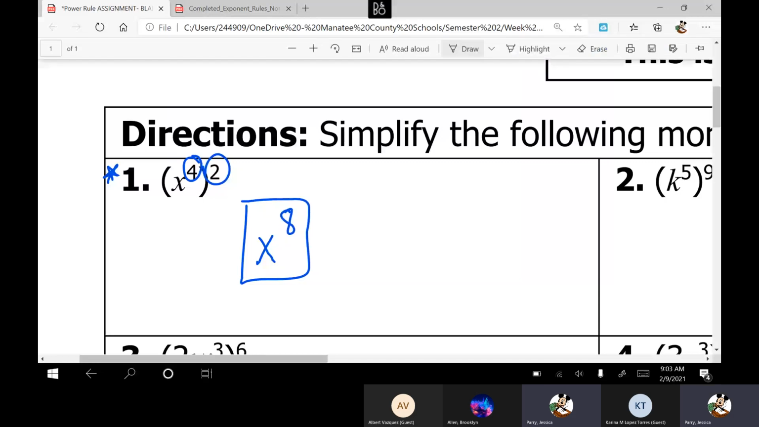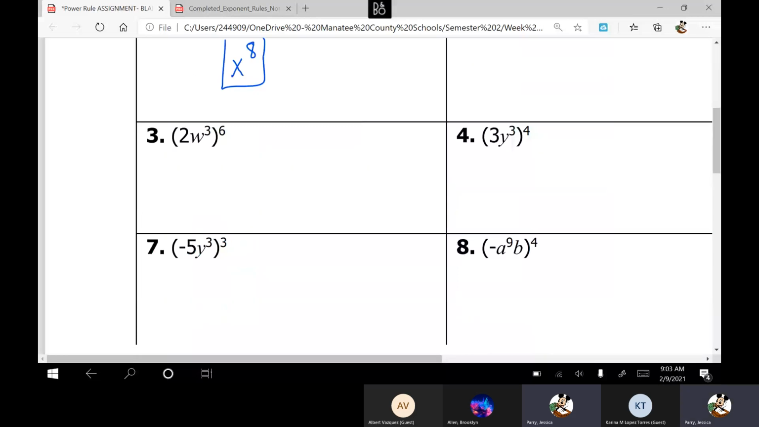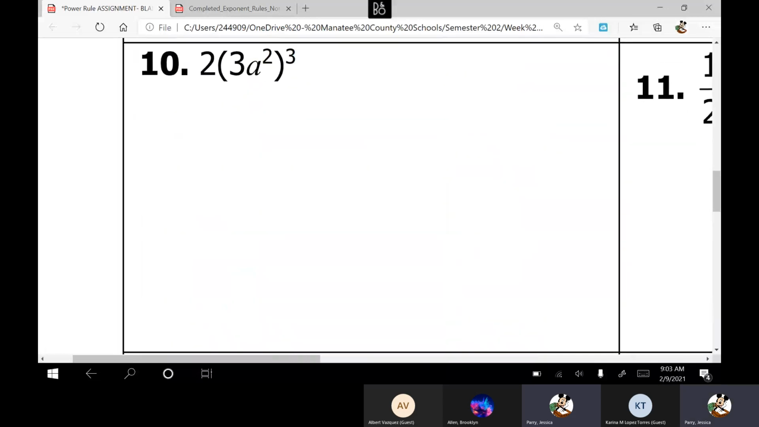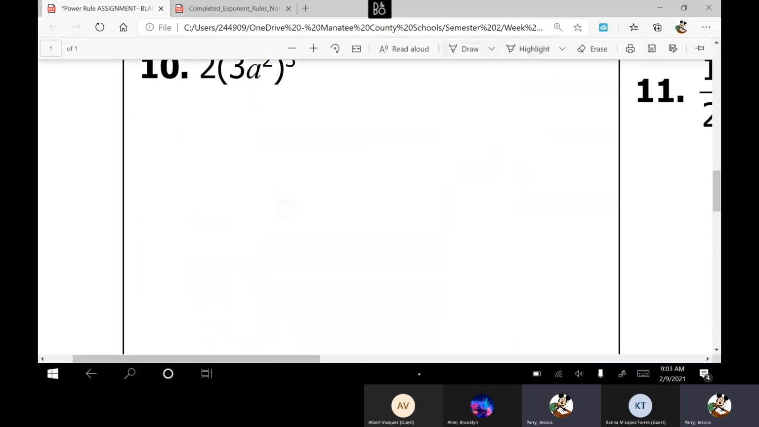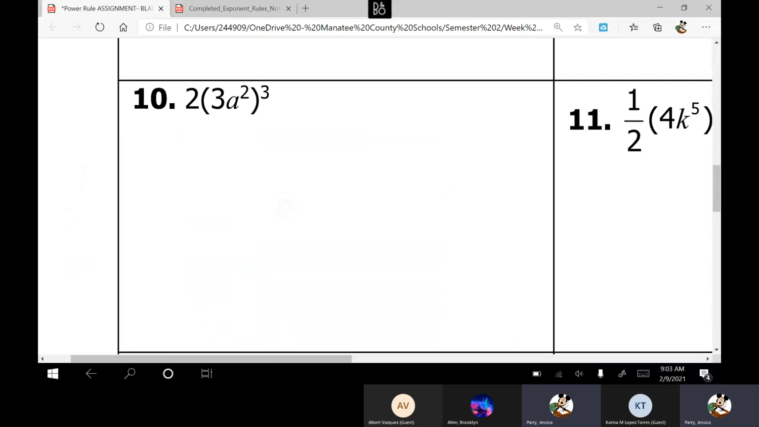Okay, so that was number 1. All we did was multiply the exponents. I'm going to go down to number 10. I don't think we had anything that looked like this in our notes yesterday. Let's go through and start simplifying number 10. You can see we have 2 times the term 3a squared, and the term 3a squared is raised to the power of 3. Okay, so you're doing PEMDAS. The parentheses here are just holding our term together.